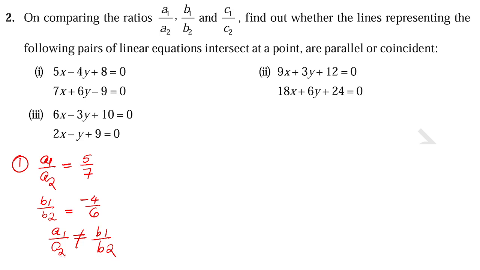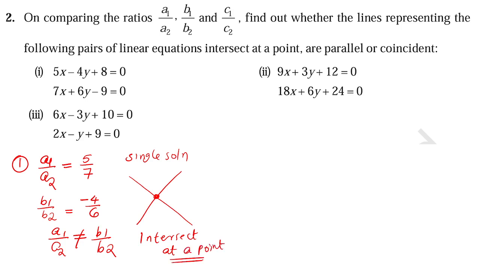So single solution. Let me write here single solution. Hence single point. The graph will be meeting at a single point. That point will be the solution. So intersect at a point. Okay, so the answer is intersect at a point or meeting at a point. Clear?